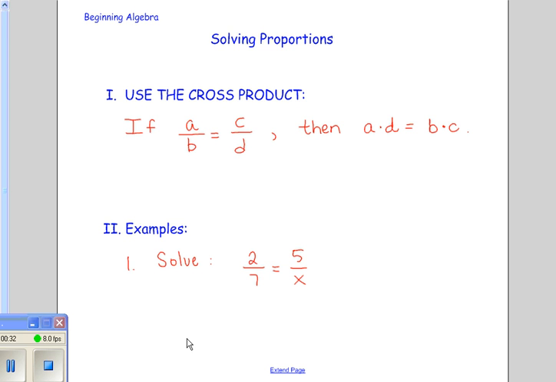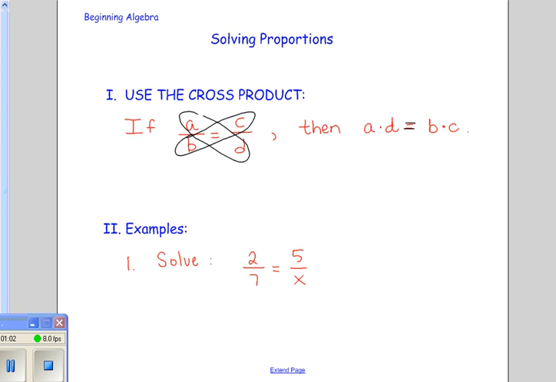To solve a proportion, we use something called the cross product. So this statement says if A over B is equal to C over D, then their cross products are equal, meaning that A times D is equal to B times C. And so this is the rule or the property that we use to solve the proportions.